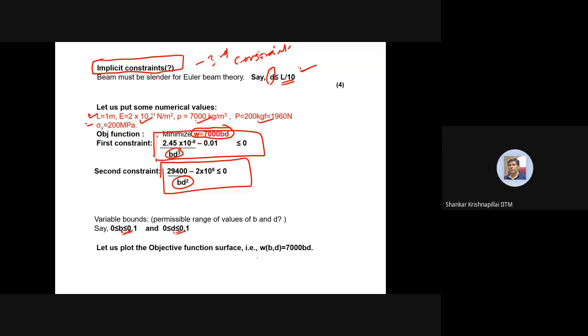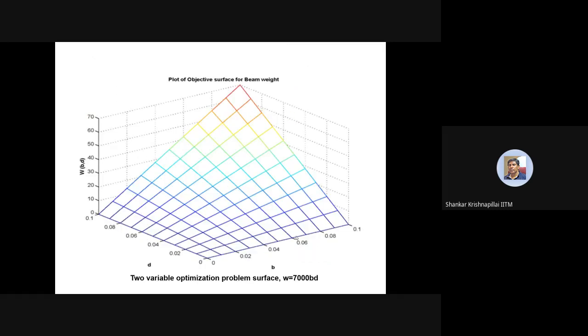Now let us plot this objective function versus B and D. So objective function is a function of B and D. So let us plot this objective function which will occur on the Z axis. Okay, so the surface you see is the objective function, that is W of B and D. Okay, so this is the W of D and B. So this is D, this is B, and this altitude will give the W or weight.